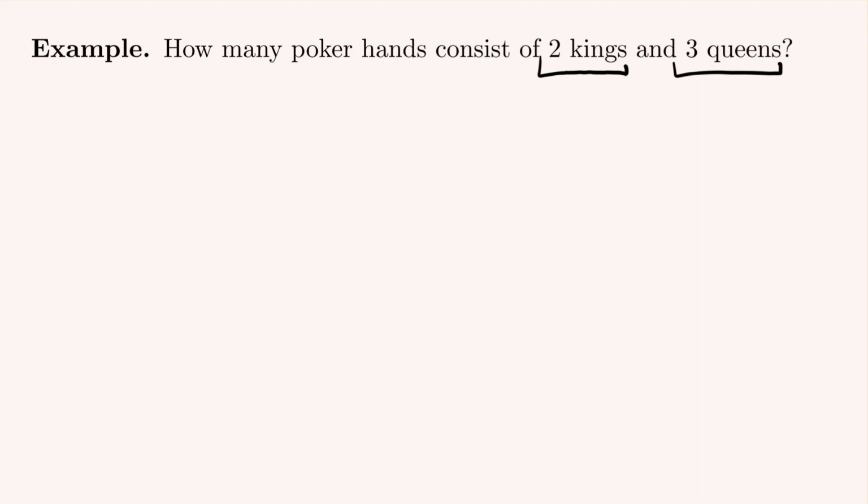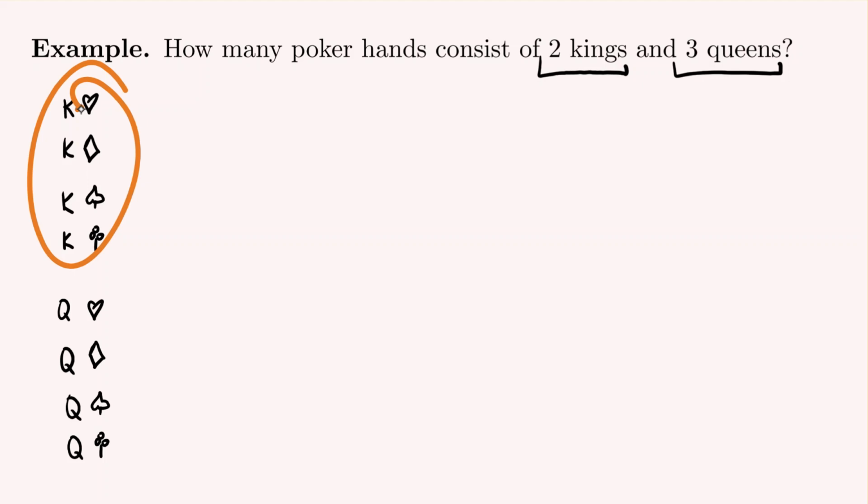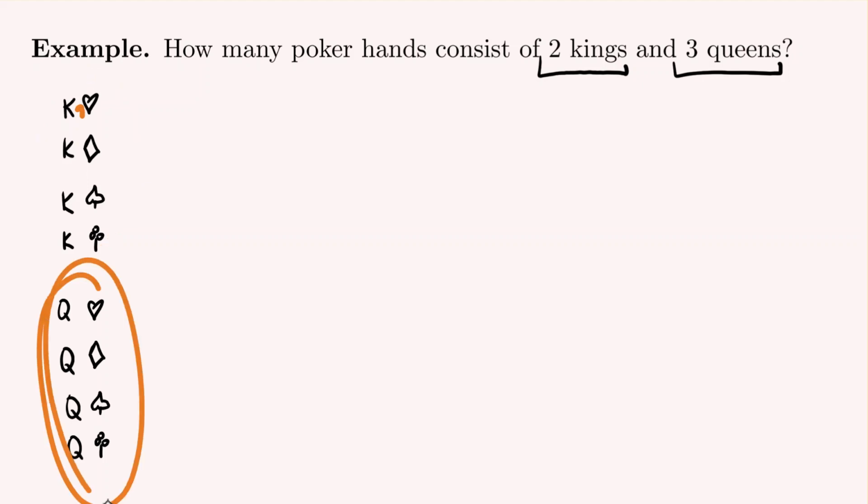So it's a bit different because we're restricting what we could possibly draw from in order to ensure that we get these particular outcomes. Now we know in terms of the kings, there's a king of hearts, a king of diamonds, a king of spades, and a king of clubs. And similarly, there's a queen of each of these as well. And the idea is in our hand, of these 4 kings, we only want 2 of them. And then of these 4 queens, we only want 3 of them.